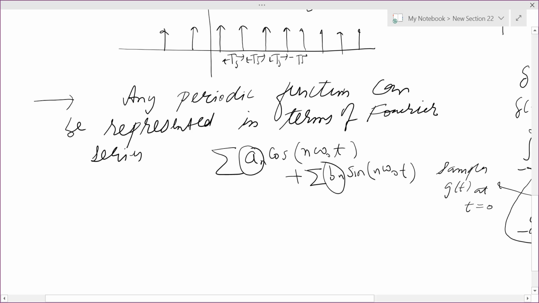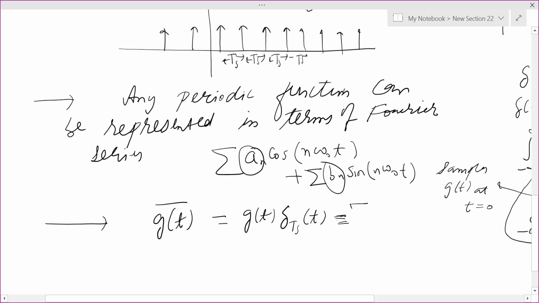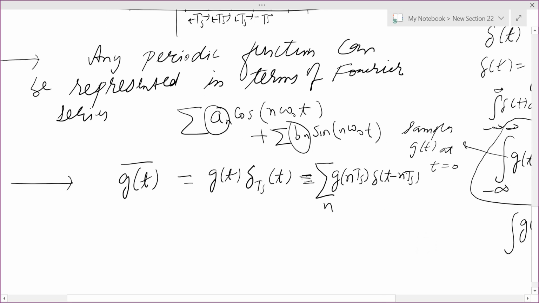this sampled signal can then be represented as g hat of t, which is equal to g of t times delta Ts of t, okay, and which can be written as summation of g of nTs delta of t minus nTs, okay, over all n. Because when you are multiplying this with the impulse train, only samples at n is equal to 0, n is equal to 1, n is equal to 2, only those samples will remain.